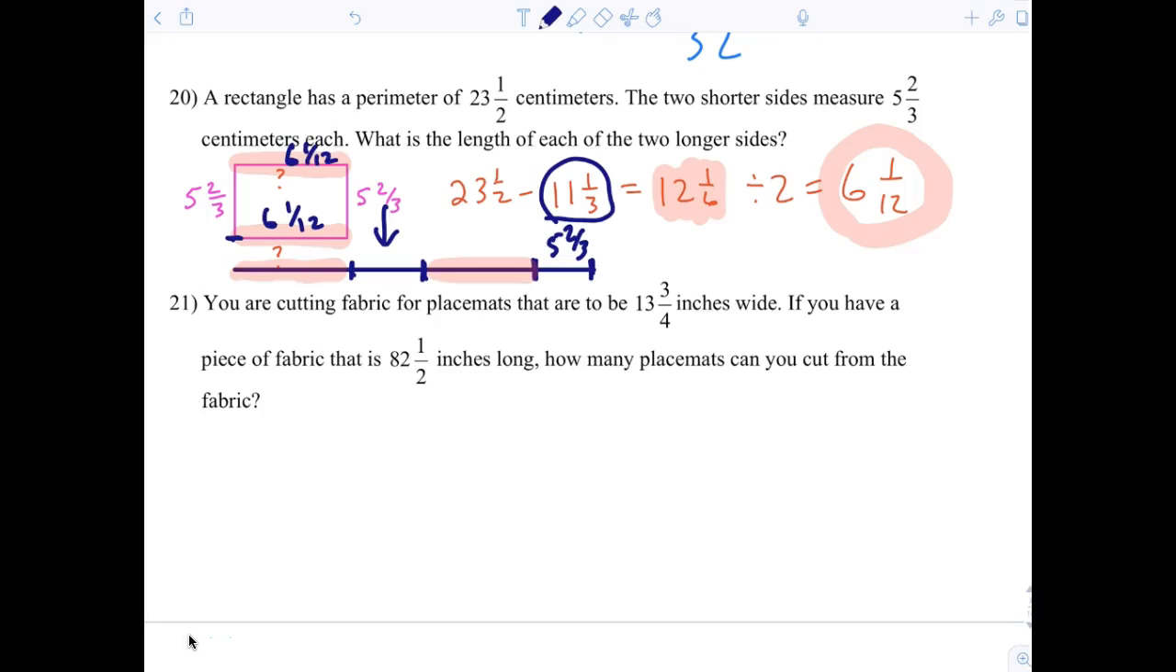Now, what I want everybody to do just to make sure it makes sense, Joseph, are you listening to me? All right, I want everybody to do on their calculator 5 2/3 plus 5 2/3 plus 6 1/12 plus 6 1/12. And what should that be? It should be 23 1/2 if you understand me.